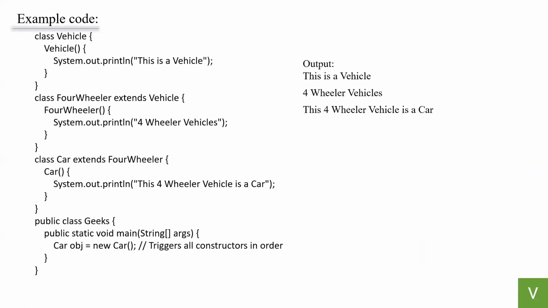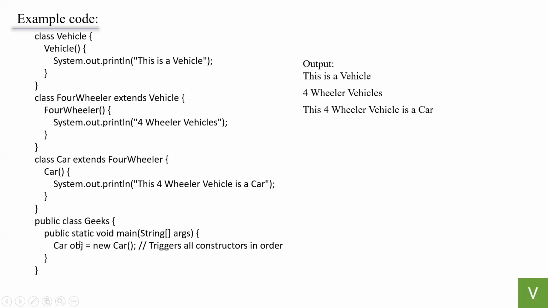Let us see it in terms of coding. Here we have three different classes. Class vehicle is the parent class. It has a method called vehicle, whereas class four-wheeler extends vehicle. So here four-wheeler is the child class of vehicle. Now another class, car, extends four-wheeler. So here car is the child class of four-wheeler, whereas four-wheeler is the child class of its parent called vehicle.